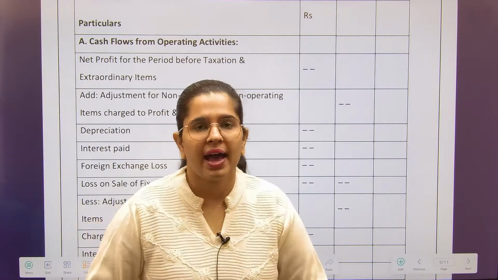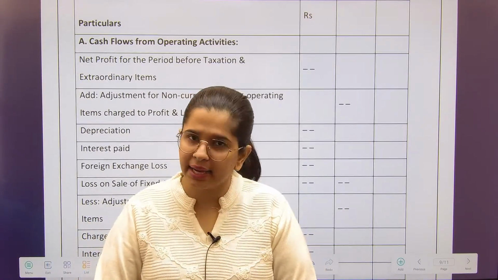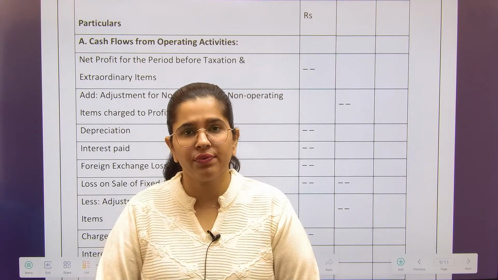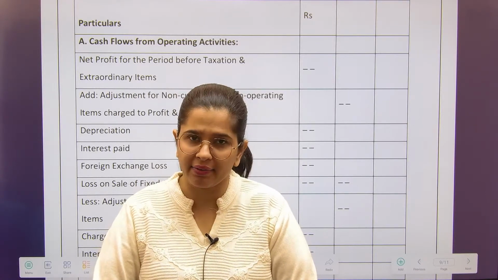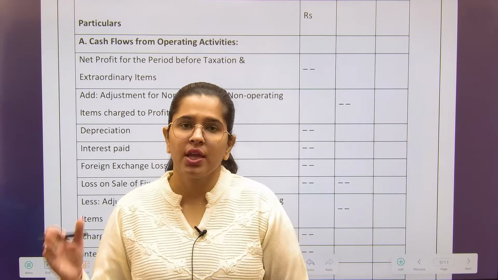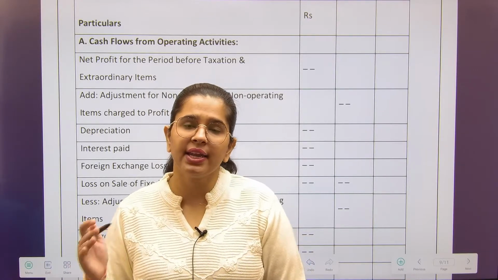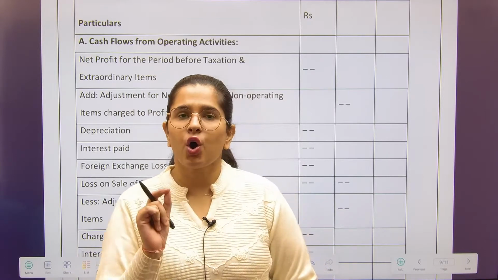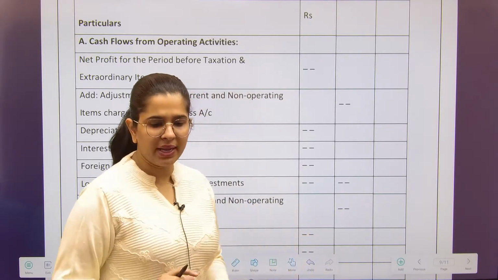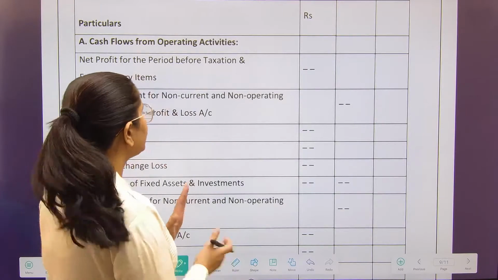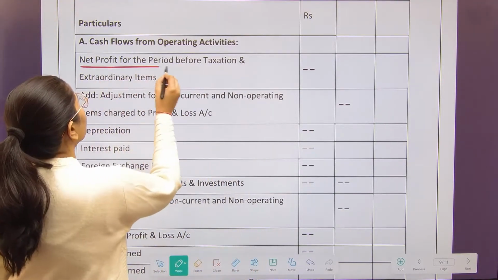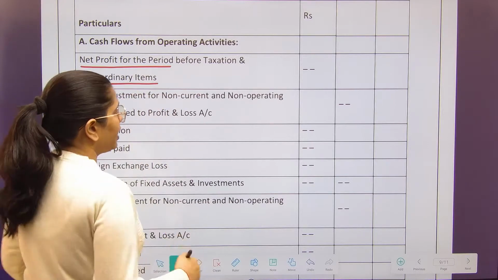So I have told you that in the indirect method, what will change is just the type of calculation we will do for operating activities. Nothing else will change. In calculation of investing activity and financing activity, both will remain the same. Just the operating activity calculation will change. Let's see quickly how it will change. So this is a back calculation, right?